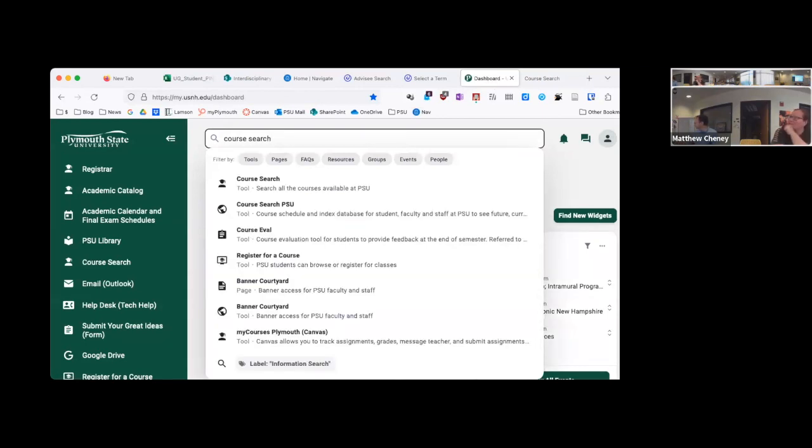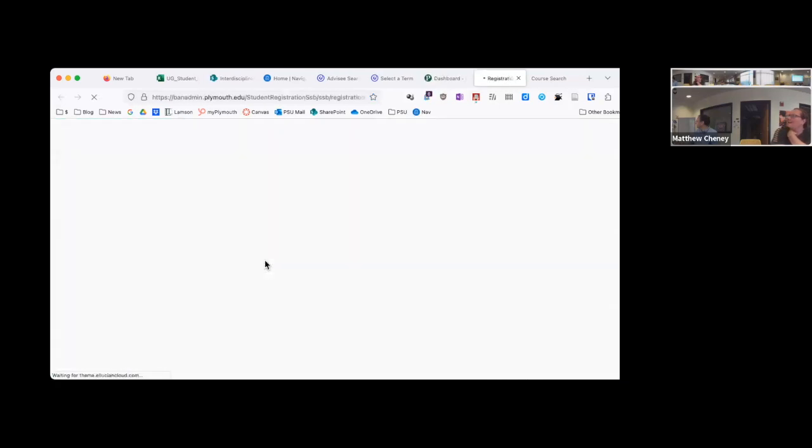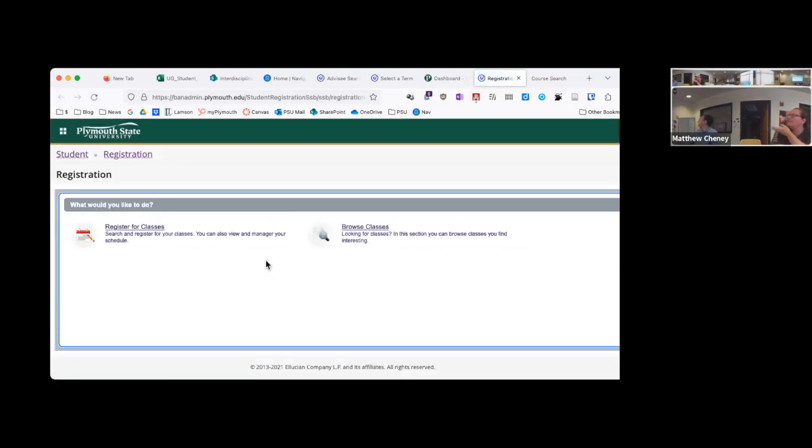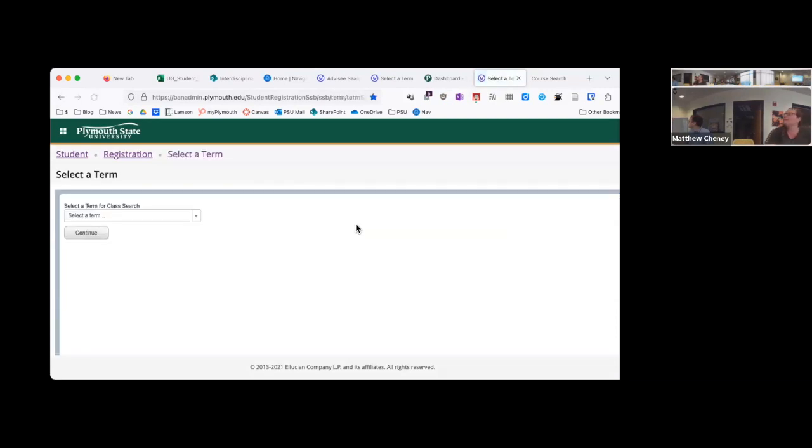But right down there, it says register for a course. That's one that I use. You have the tab open. I just have it as a quick link. This is the view of where students go to register. Prior to registration day's opening, students have to go to browse classes. And we as advisors can also go to browse classes, and we can see a list of all classes open.